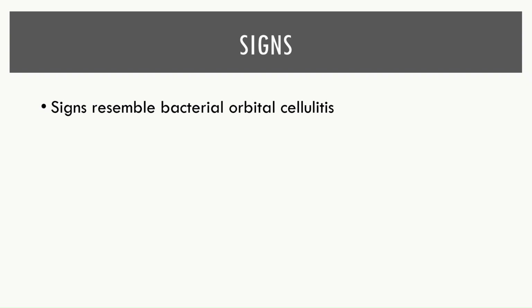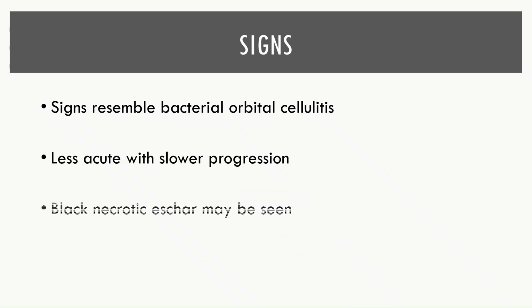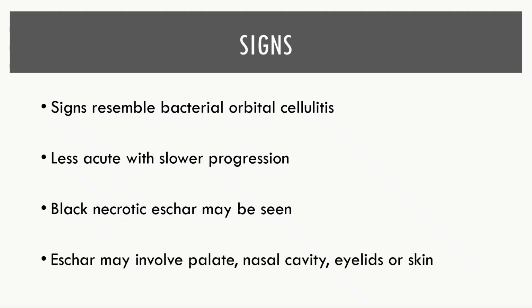Signs. Clinically, signs may resemble bacterial orbital cellulitis, but tend to be less acute with slower progression. The presence of black necrotic eschar is a key diagnostic clue and should immediately raise suspicion of mucormycosis. Eschar may involve the palate, nasal cavity, eyelids, or skin.